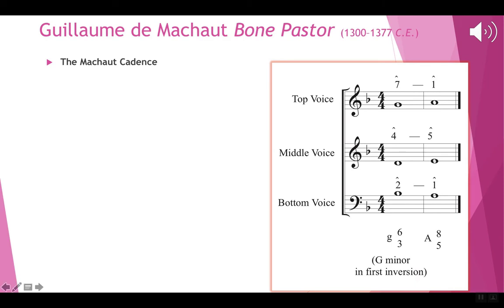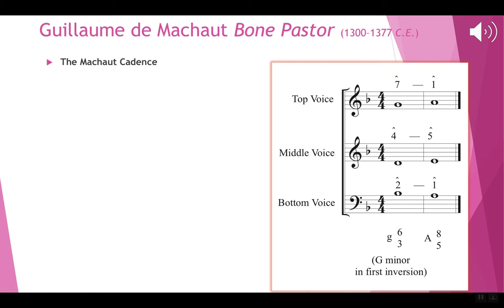So the bass is going B flat, A, B flat, D, E, G, A, B flat, A, G, A. So that's your 7-1. Note that this is not a semitone. That's a whole step. This is the semitone. So this is a different kind of cadence. It's called the Phrygian cadence. But it's still the same general principle.